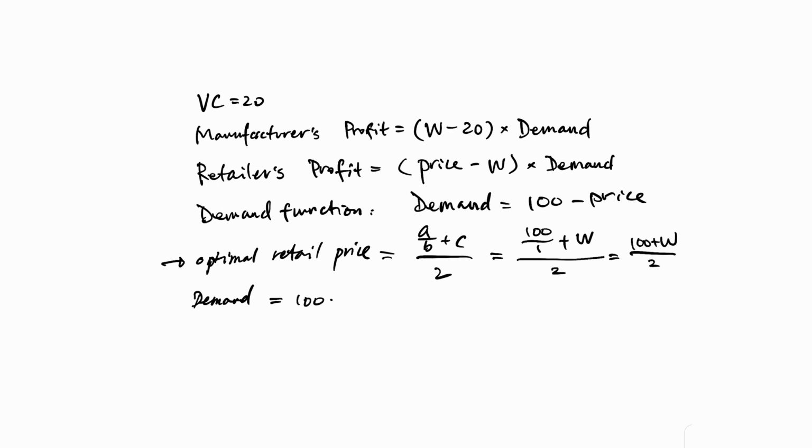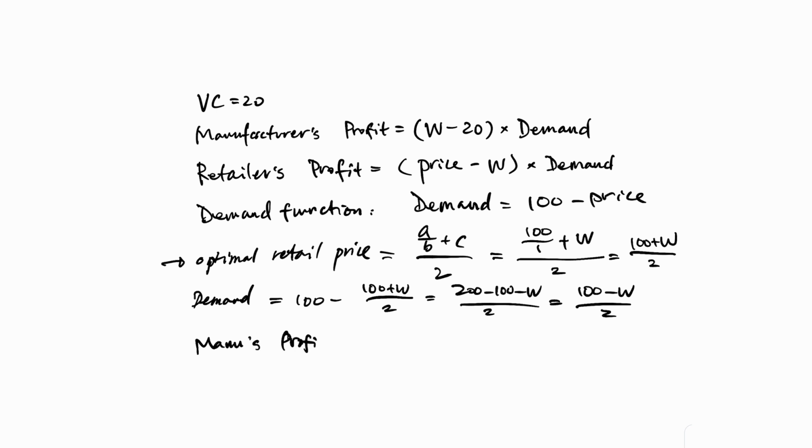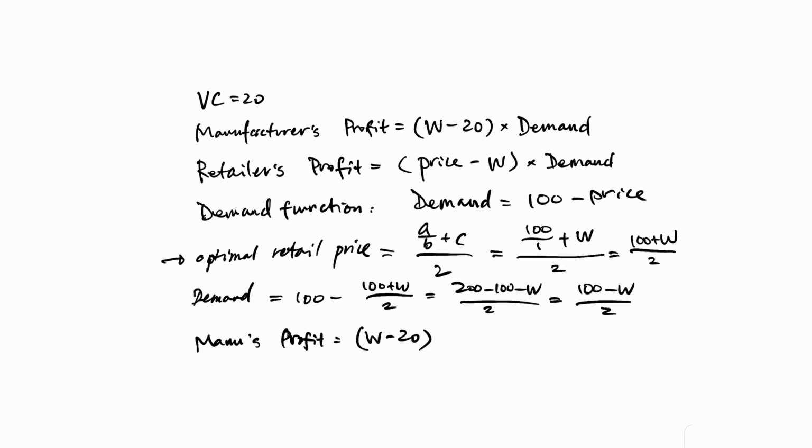Then we calculate the demand at this retail price. So it's 100 minus the retail price, that is, 100 minus (100 plus W) divided by 2. If you expand the calculation, what you get is (100 minus W) divided by 2. So that's the demand. Now, if we know the demand, we can formulate the manufacturer's profit. That will be equal to the wholesale price minus the variable cost of 20, times the demand, which is (100 minus W) divided by 2.